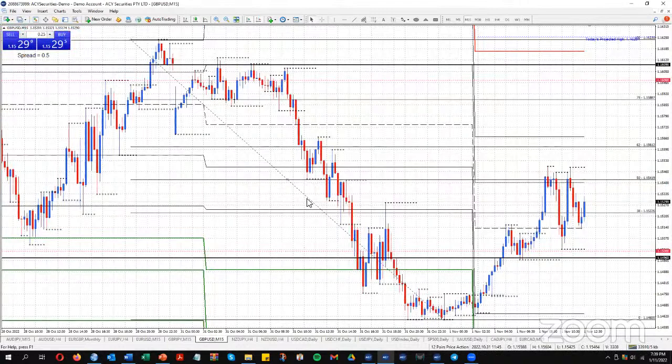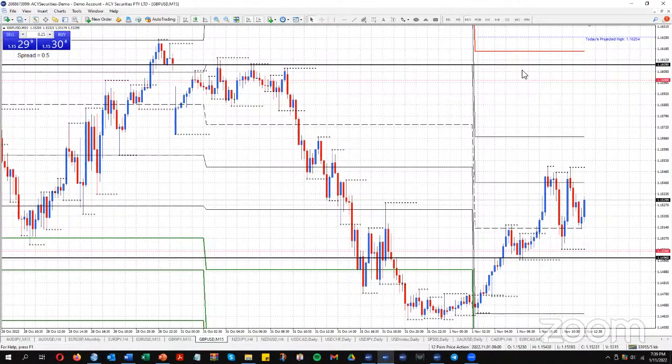All right, pound dollar. Let me just get that fib off. Now, I posted this in the Telegram earlier today. I was looking at this area. We had a nice sell-off yesterday. I was looking at this area here, the market to maybe move into and hold and turn around, but it hasn't done that.